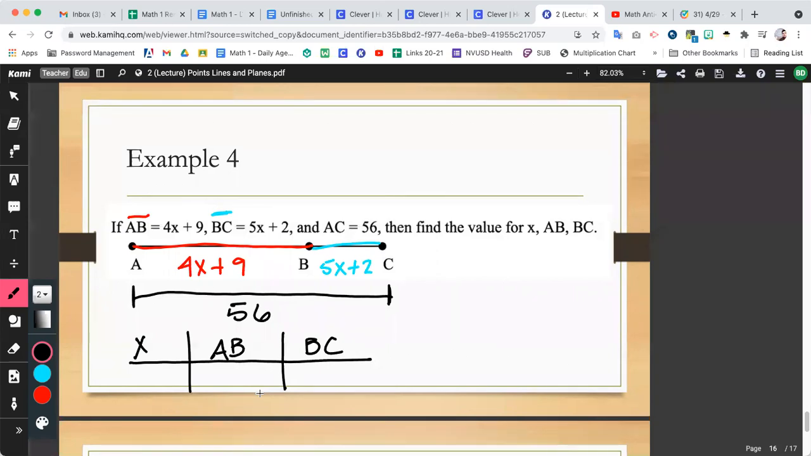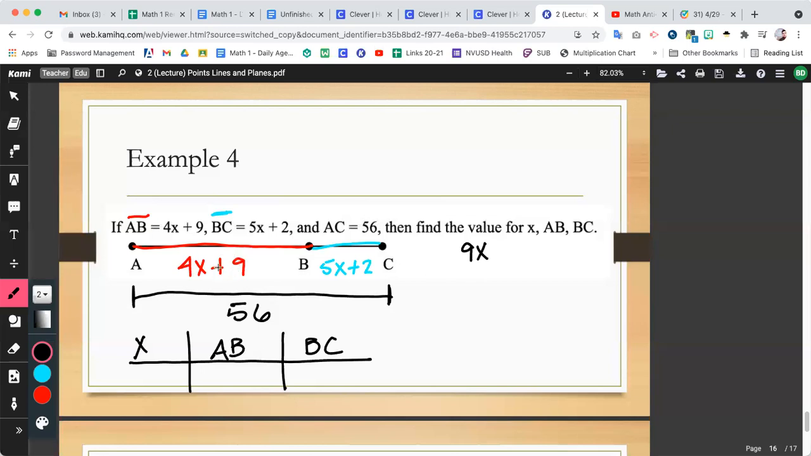Okay, so looking at what we have, the red piece from A to B, we have the blue piece from B to C. Both of those things have to add up to what? When you add the red piece and the blue piece together, what do they have to equal? 56. Okay, so let's add them together and set them equal to 56. So I have 4 red x's and I have 5 blue x's. So how many x's altogether? 9x.